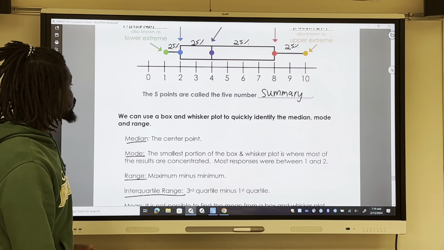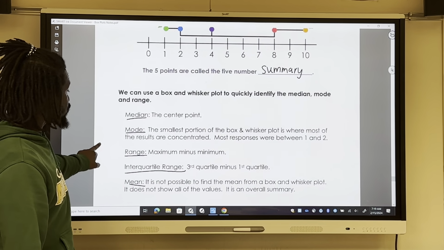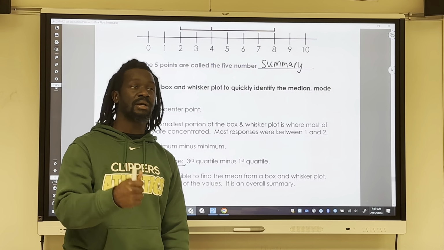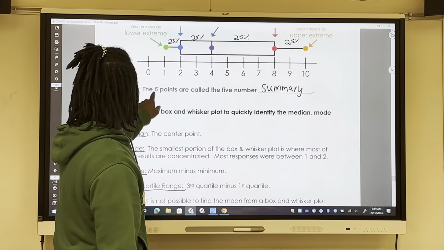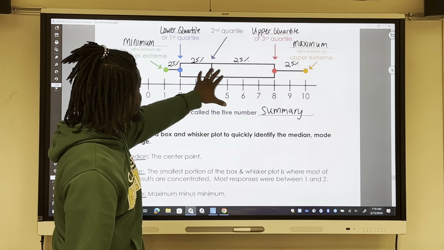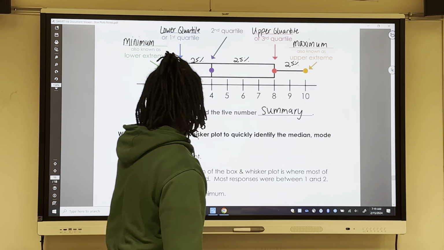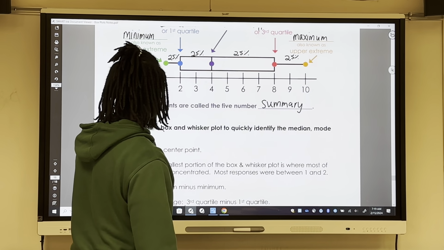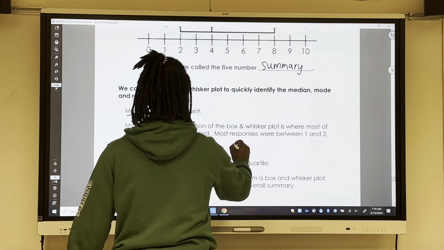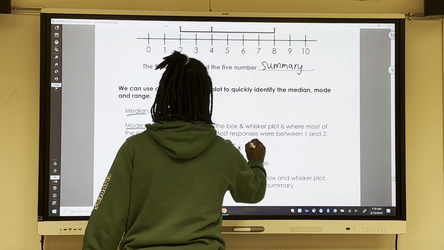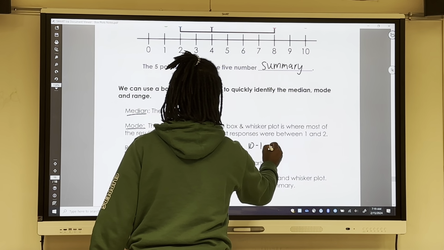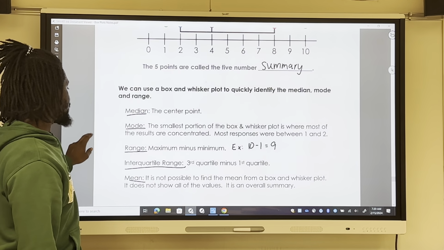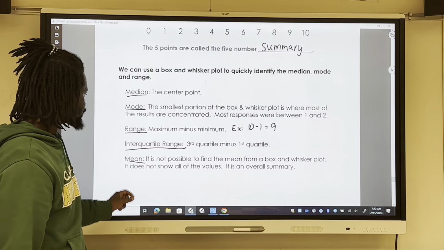If you're asked for the range, right? To find the range, what you're doing is you're taking the maximum minus the minimum, right? So in this case, if I wanted the range of this box plot, I would take 10 and I would subtract it by 1. And in this example, right, I would do, again, 10 minus 1. That would give me 9 as my range for that box plot above. Okay, so that's just an example for there.